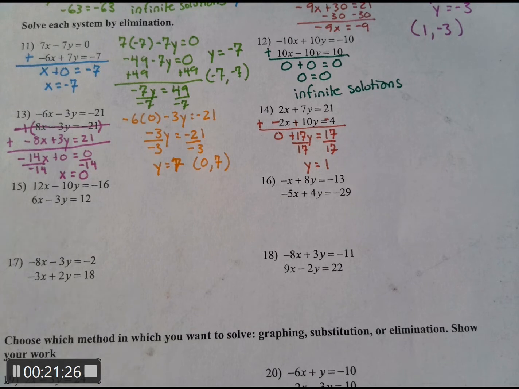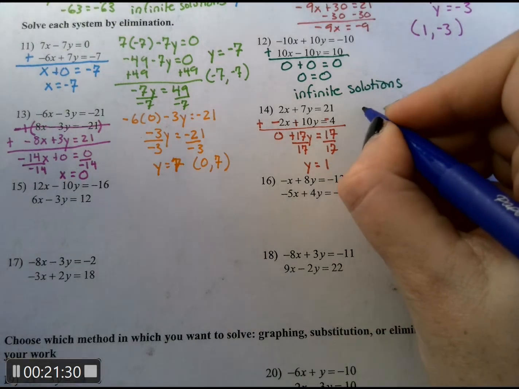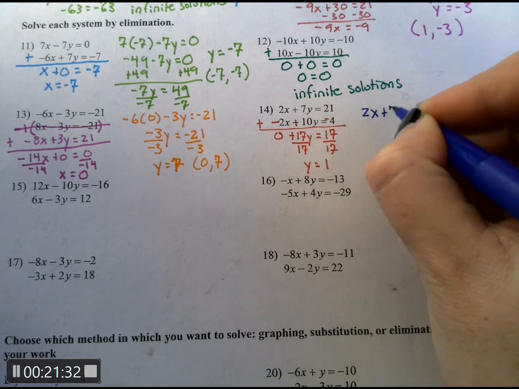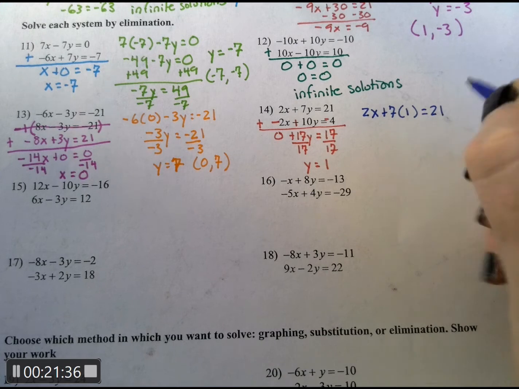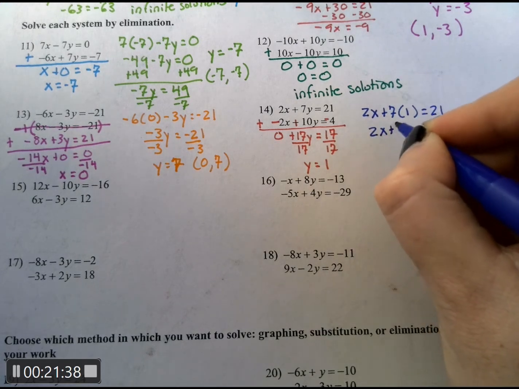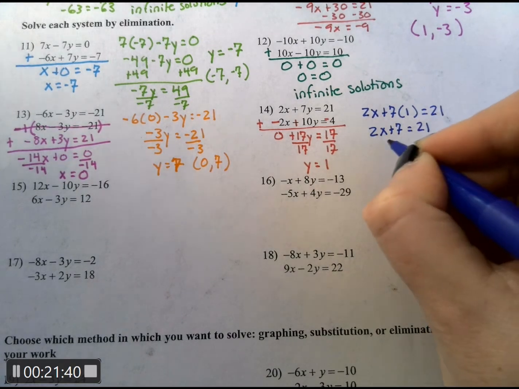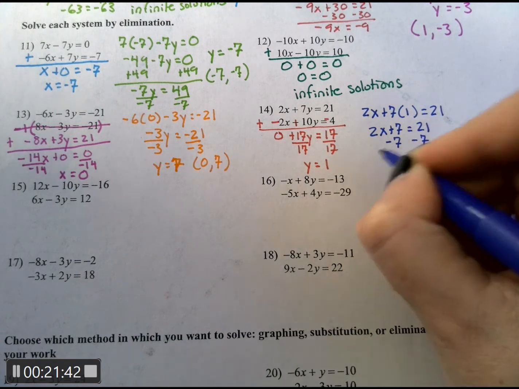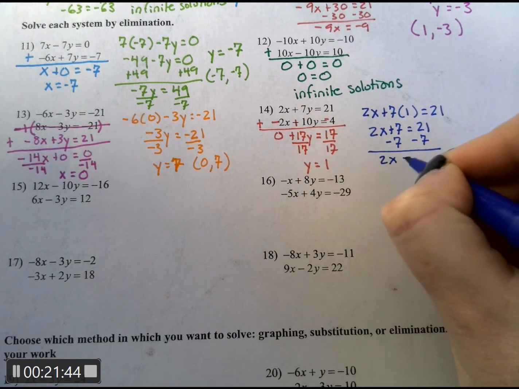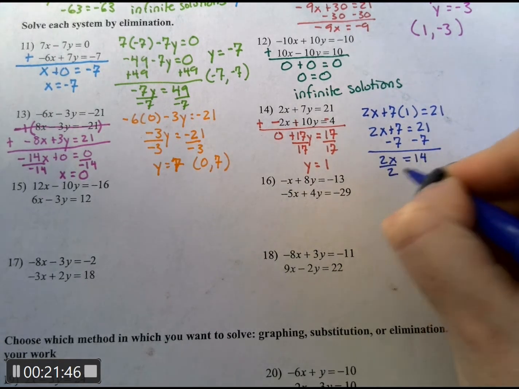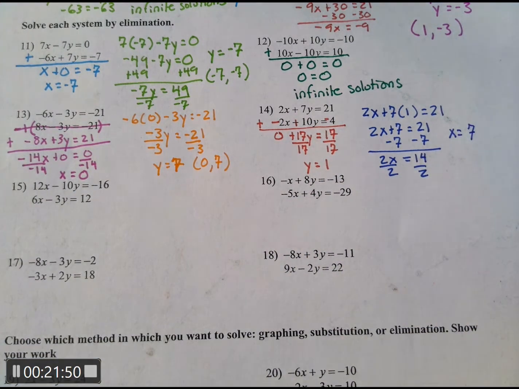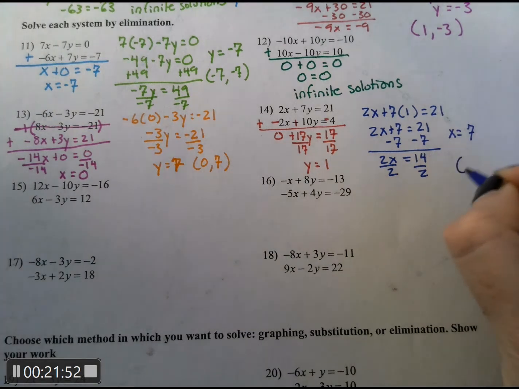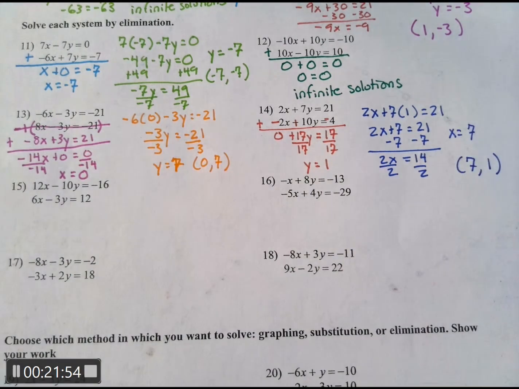Then you're going to pick which equation, and you're going to substitute your y into it. So 2x plus 7 times 1 equals 21. 2x plus 7 equals 21. Subtract 7 from both sides, for 2x equals 14. Divide by 2, so x equals 7. So then our coordinate point is 7, 1.